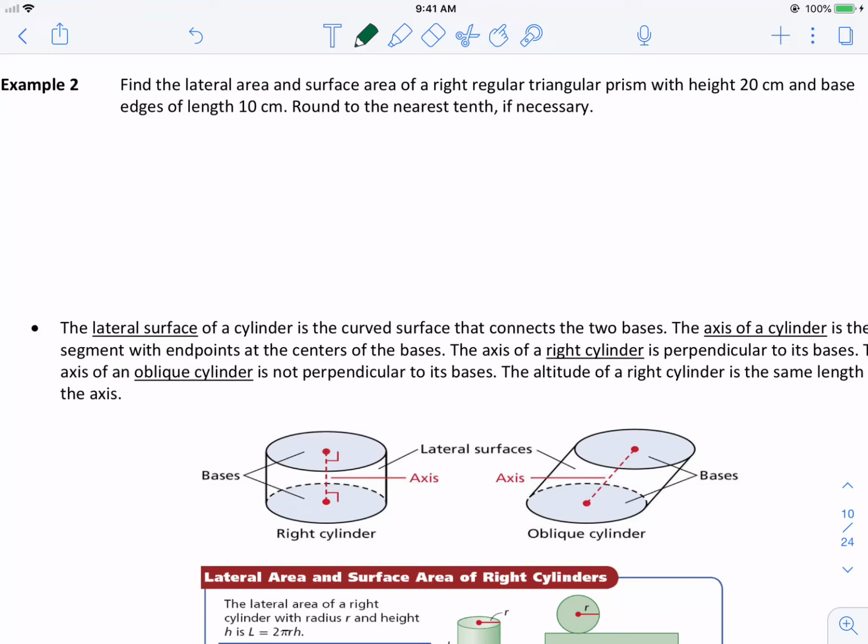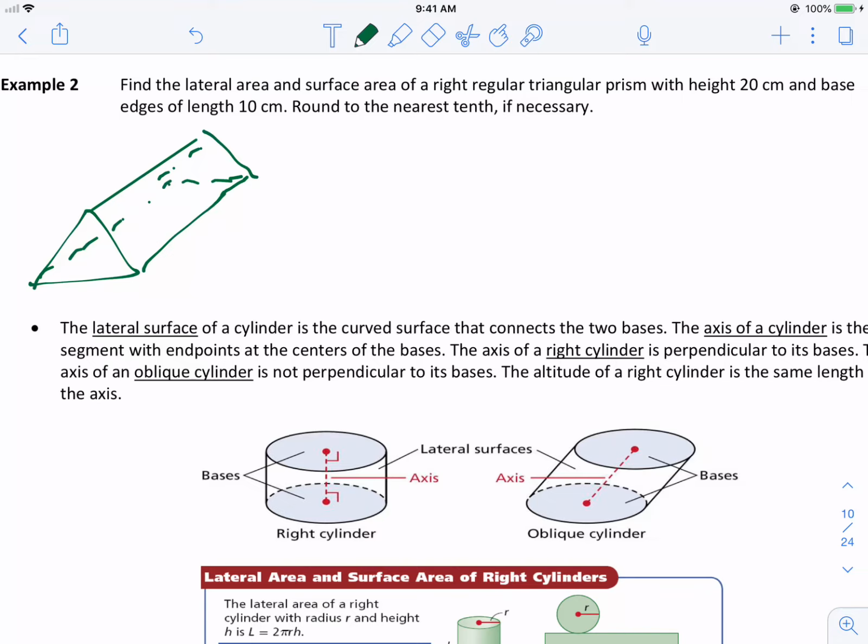In example 2, we're asked to find the lateral and surface area of a right regular triangular prism with a height of 20 centimeters and a base edge length of 10 centimeters. All right, first thing here, we should probably visualize what this looks like. My suggestion would be to sketch it out kind of like this, where you almost have a tent type object. Put dotted lines for the parts that you can't see.